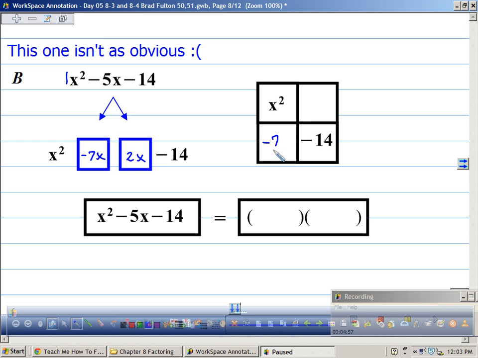Let's try it. Negative 7x and 2x. X times x is x squared. X times 2 is 2x. Negative 7 times x is negative 7x. And negative 7 times 2 is negative 14. Excellent. X minus 7, x plus 2. Questions on that one?